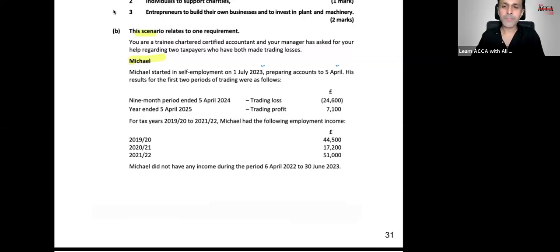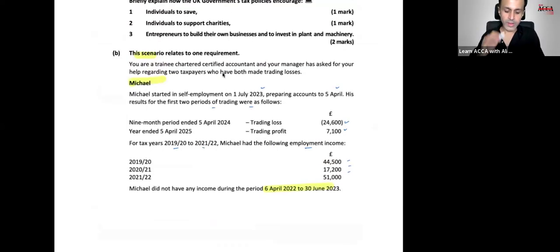So Michael started in self-employment on 1st of July 2023, preparing the accounts to 5th of April. His results for the first two periods of the trade are as follows. Okay. Trading loss and profit. Then they've provided us with the past data. This has been the amount of income that he has been having in the past from the employment. Michael did not have any income during the year from 6th of June 2022 to June 30th 2023. Okay. Because Michael has just started, this has suddenly given me one important clue that this question requires us to apply that relief in opening years.